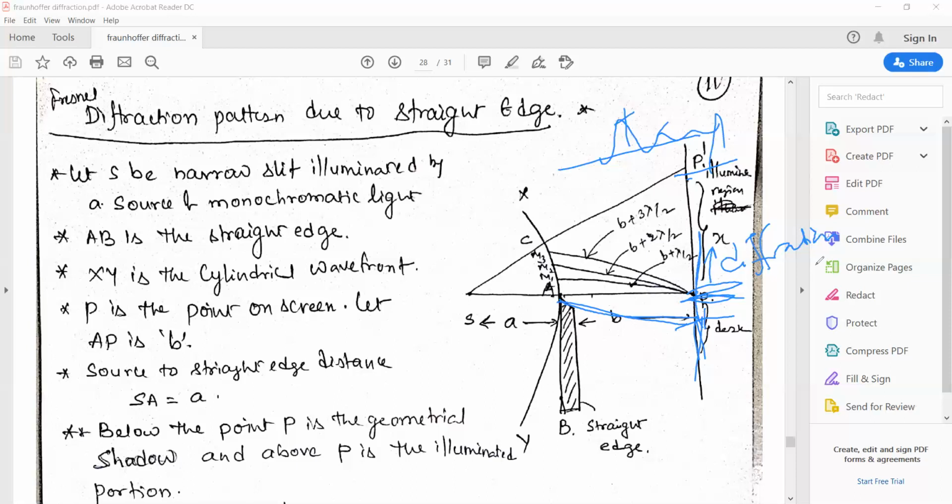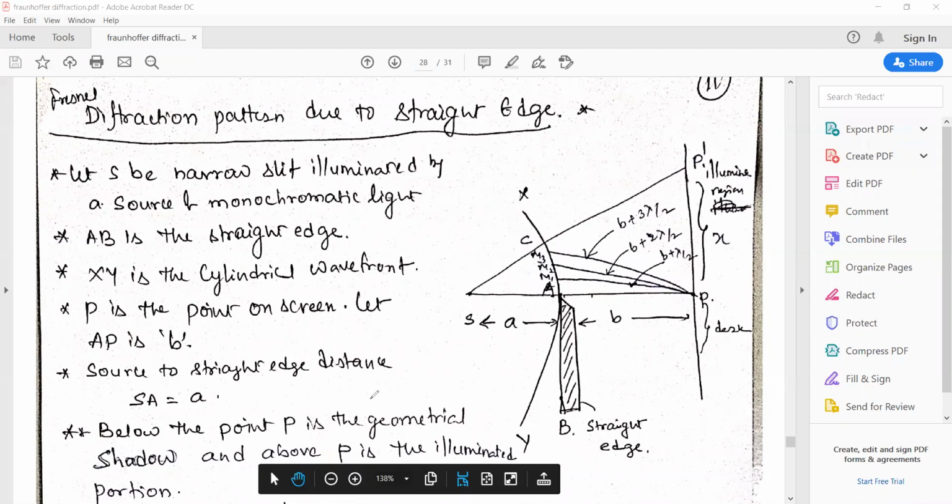We will see why we are getting a diffraction pattern above point P, what the intensity is at point P, and what the intensity is at point P dash. We will also discuss why the diffraction pattern occurs above point P, and what the position of the bright bands and the position of the minima are. All these things we will discuss in this class.